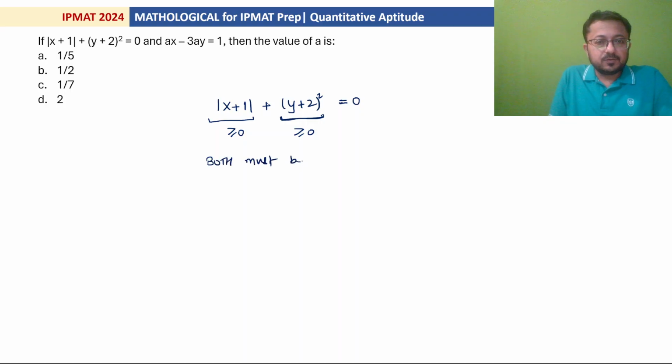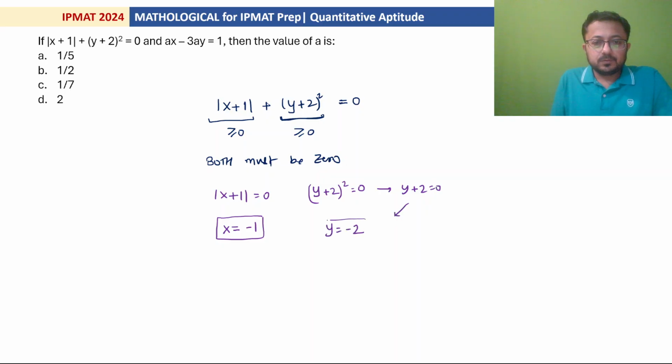Both must be 0. And as soon as we make both 0, we get the solution. Mod of x plus 1 is equal to 0. Okay, so x will be equal to minus 1, because then x plus 1 has to be equal to 0. So x is equal to minus 1. Second scenario, y plus 2 whole square is 0. So this implies y plus 2 must be 0 and hence y must be equal to minus 2. x is equal to minus 1 and y is equal to minus 2 is what we got.